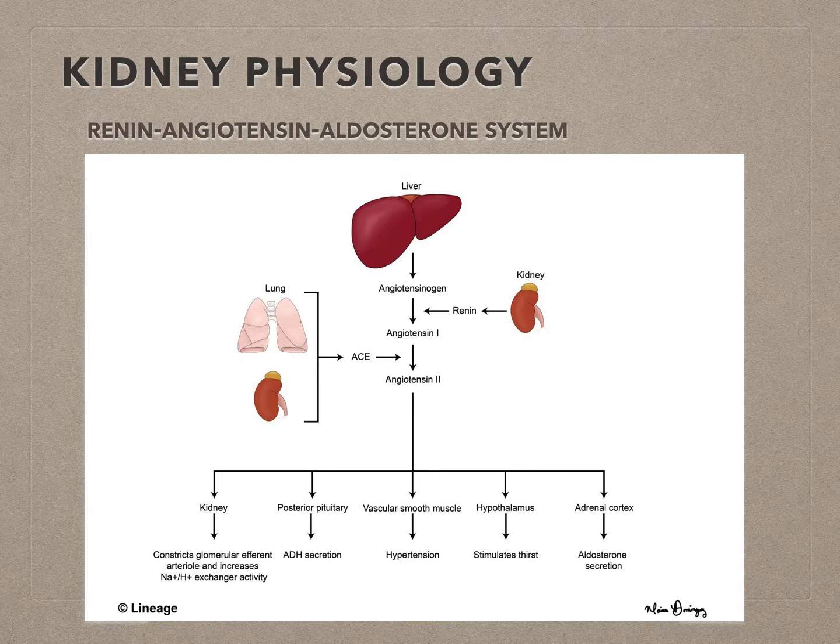Another physiologic process of the kidneys relates to the endocrine system, with the production and secretion of hormones. The RAAS, or renin-angiotensin-aldosterone system depicted here, is perhaps the most important endocrine process of the kidneys. The hormones secreted by the endocrine actions of the kidneys influence the regulatory functions of the kidneys by acting on the blood pressure.